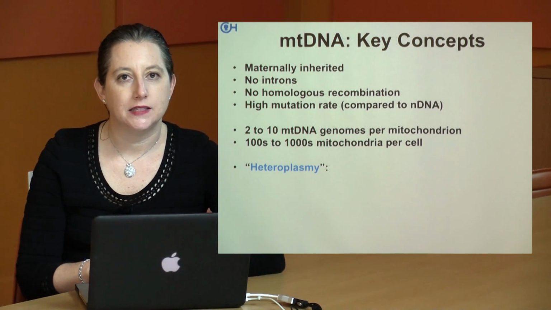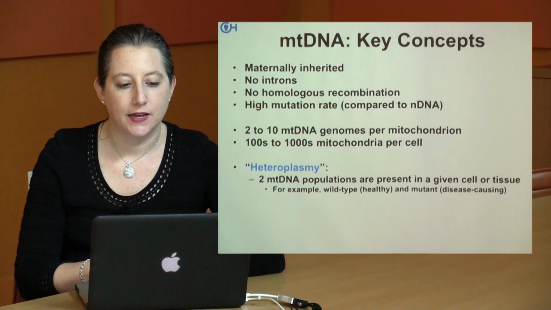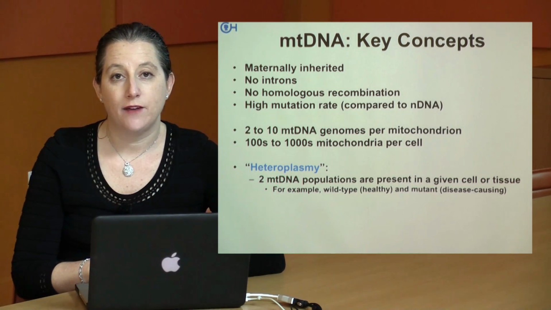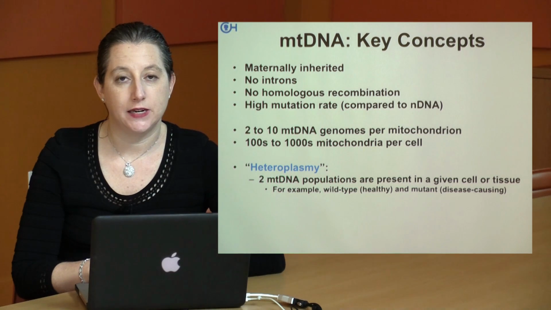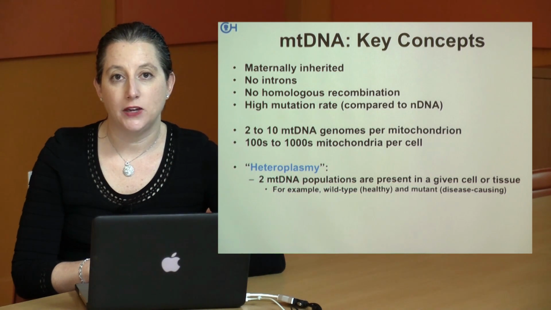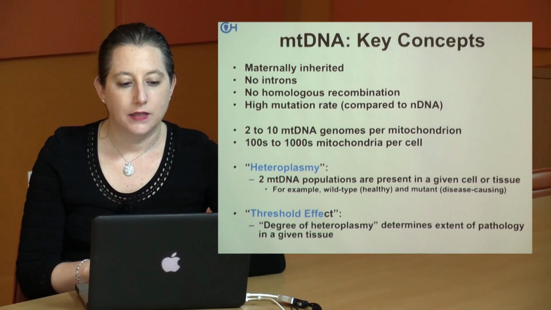This leads to a unique concept called heteroplasmy. Heteroplasmy is defined as having two different mitochondrial DNA populations that are present in a given cell or within a given tissue. For example, you could have a mutation arise in the mitochondrial DNA genome, but it's only present in a portion of the mitochondrial DNA. Thus, you would have one population that was wild type or healthy, and the other that had a disease-causing mutation or mutant.